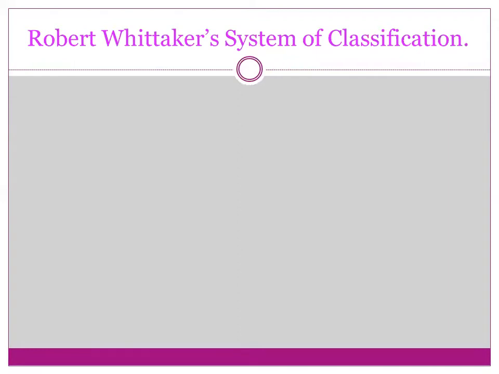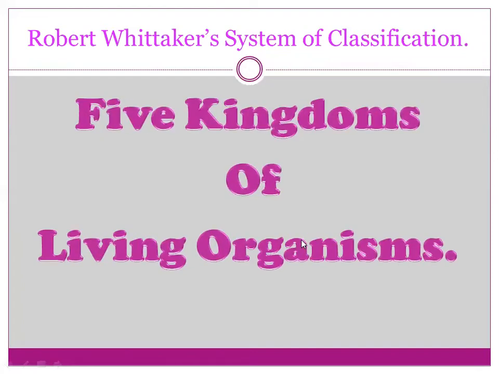Okay, Robert Whitaker, new system of classification. According to this new system, there are five kingdoms of living organisms. Okay, now I'm repeating again.